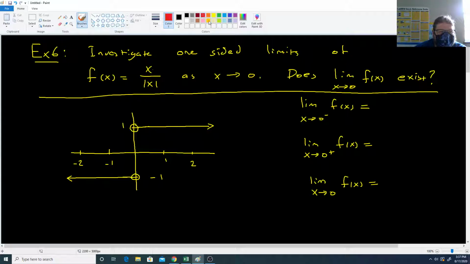So let's see. As x approaches 0 from the left, as we get close to 0 from the left-hand side, our y values are going to be along this bottom line, so they'll be approaching negative 1. As x approaches 0 from the right-hand side, we're approaching up here, approaching positive 1. So we get our two one-sided limits: one of them is negative 1, the other one is positive 1. But the two-sided limit does not exist.